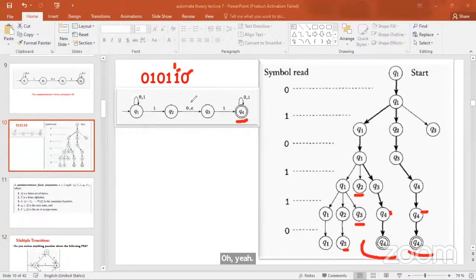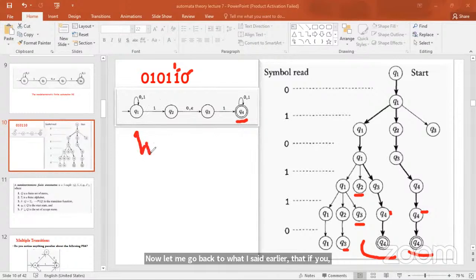So do you understand how it can split? Now let me go back to what I said earlier on. For instance, if you are at Q1 and you read a 1, it will take you to Q1. It will also take you to Q2. Now you see that there's a lambda here. Let's assume that here we have another empty set.